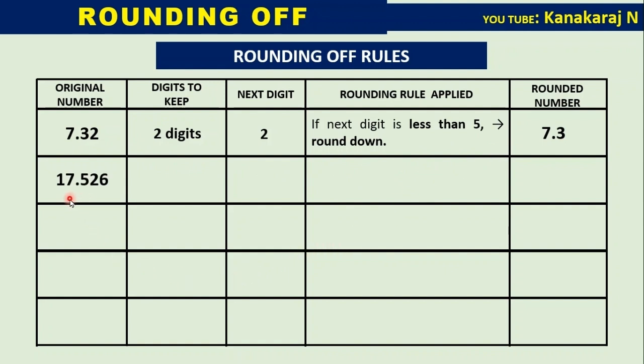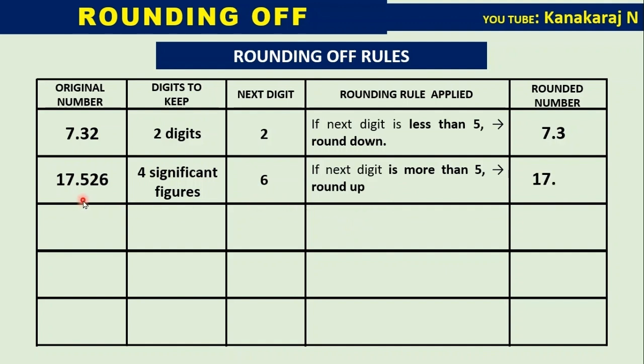The next example, 17.526. Here we have to keep 4 significant figures. So the number 6 we have to drop. If the next digit is more than 5, then we have to round up. So the answer is 17.53.